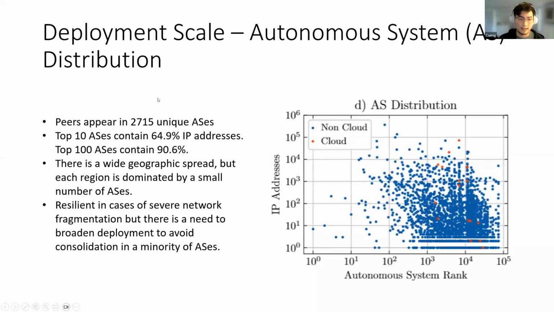So specifically, the peers appear in 2,715 unique ASs. The top 10 ASs contain 64.9% of the IP addresses, and the top 100 ASs contain 90.6%. This means there's a wide geographic spread, but each region is dominated by a small number of ASs. This is resilient in case of severe network fragmentation, but the authors found that there is a need to broaden deployment to avoid consolidation in a minority of the ASs.